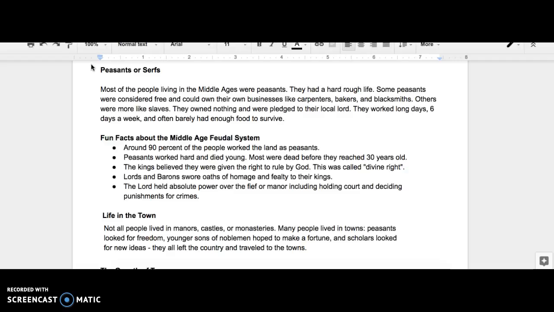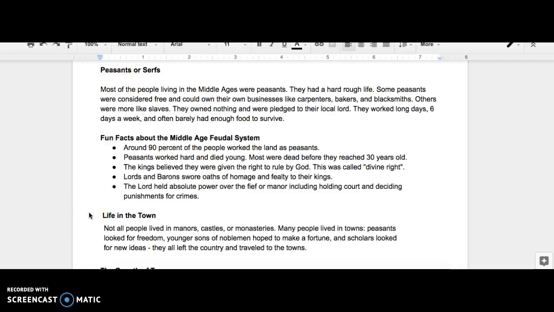Fun facts about the Middle Age feudal system. Around 90% of the people worked the land as peasants. Peasants worked hard and died young. Most were dead before they reached 30 years old. The kings believed they were given the right to rule by God. This was called divine right. Lords and barons swore oaths of homage and fealty to their kings. The lord held absolute power over the fief or manor, including holding court and deciding punishments for crimes.